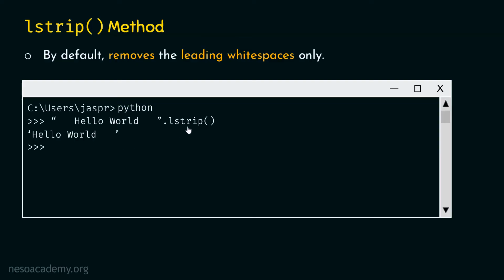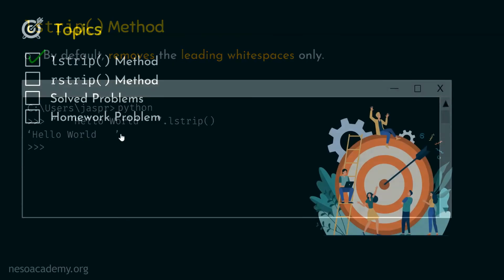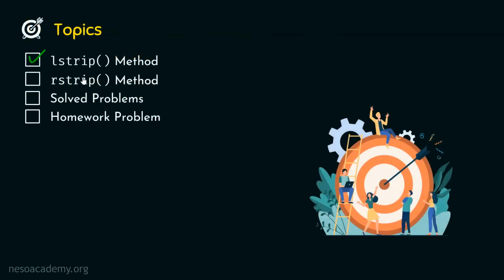Similar to the strip method, we can also provide characters to this lstrip method, and it will look for those characters in the leading positions and remove them. That is what we need to understand. So the lstrip method can only remove characters in the leading position, or from the left of the string. Now, as we have understood what the lstrip method is, let's move on to the next topic, which is the rstrip method.